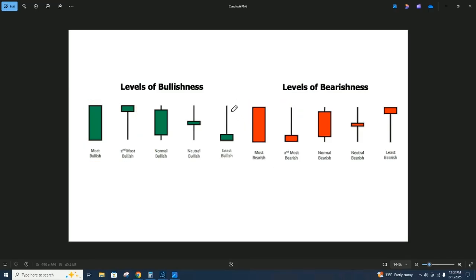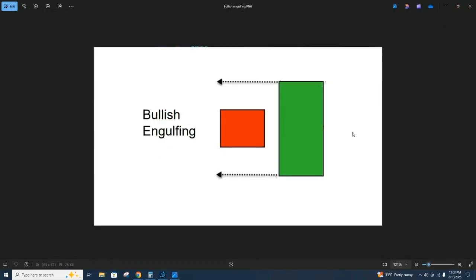We will also be talking about shooting stars. Those two are shooting stars, and they're obviously in the hammer family. So moving on now, we're going to start with the engulfing candles.